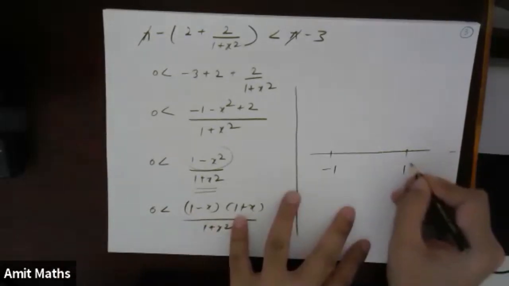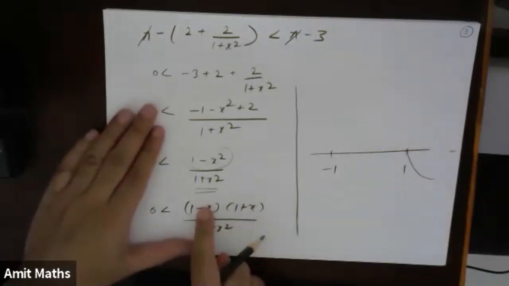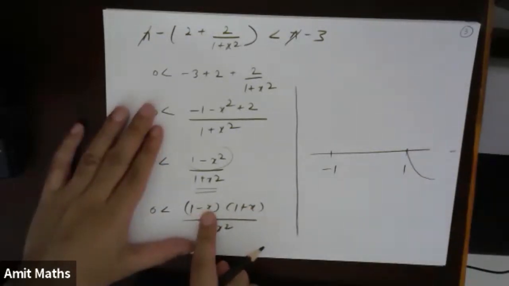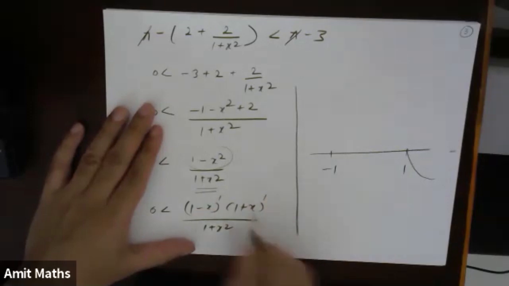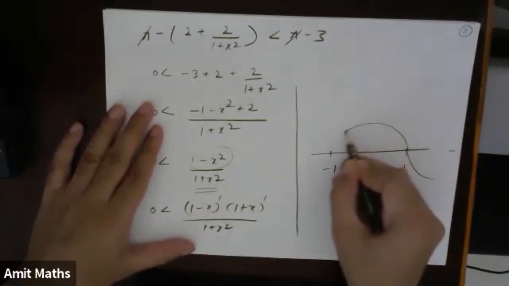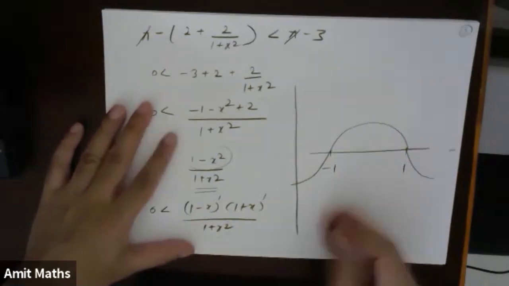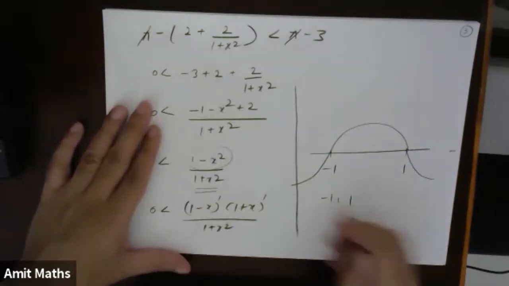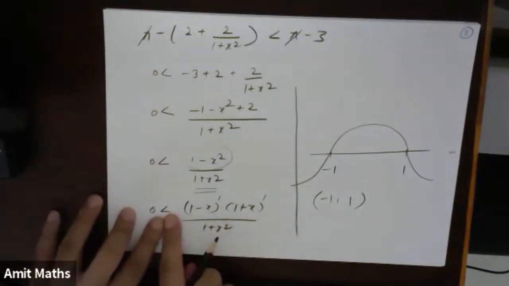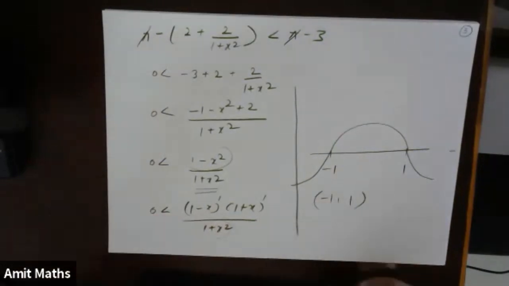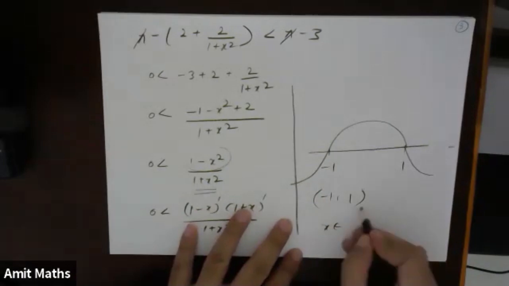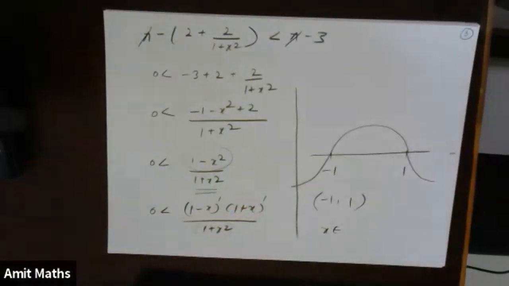So this becomes negative. Again, 1 is the factor of this. Power is 1. Here also odd power. So it will change sign. Again, it will change sign and it will come down. So the answer will be between minus 1 to 1. And why open bracket? Because it should be greater than 0. So that is why x belongs to minus 1 to 1. Understood, everyone?